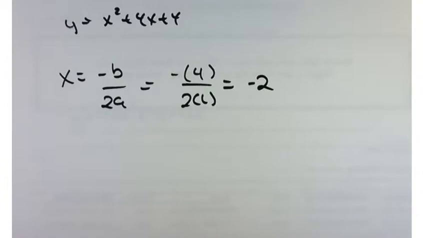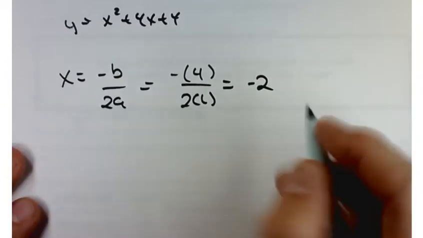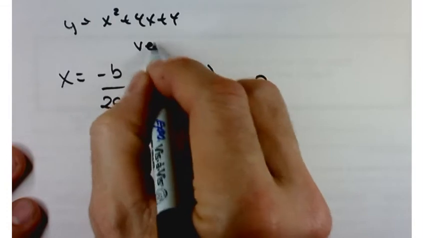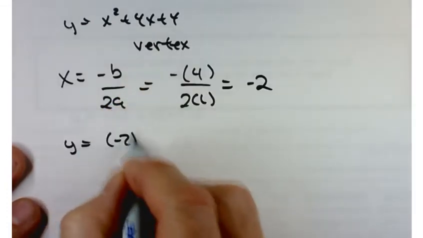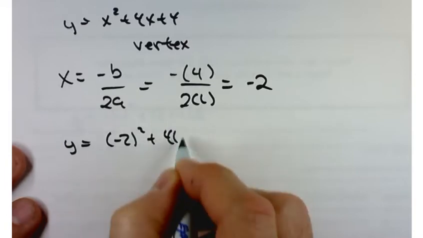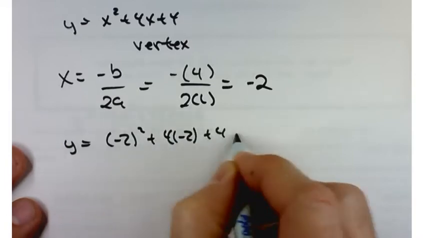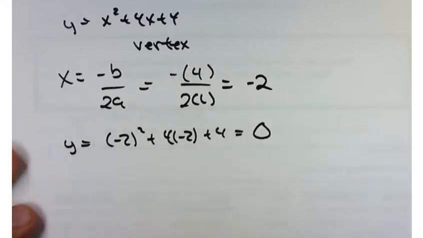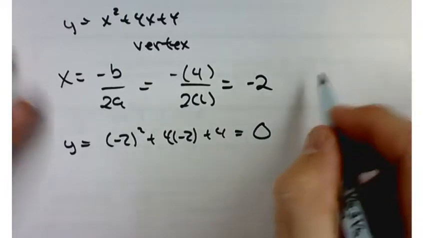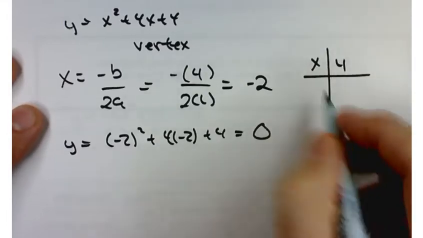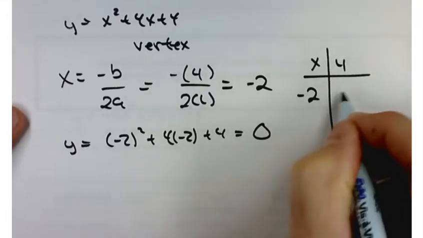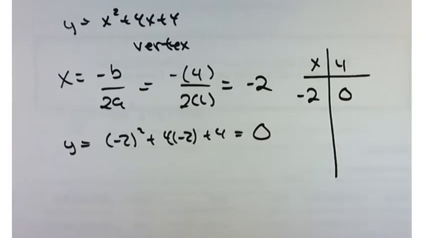Alex, I need to find the y-coordinate of my vertex. Yeah, plug in negative 2. So negative 2 squared plus 4 times negative 2 plus 4, and bingo, I get 0. Let's keep track of some of these important points. Negative 2 and 0. That's a good point to know.